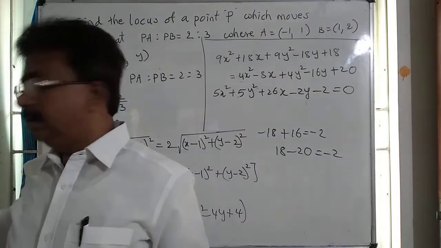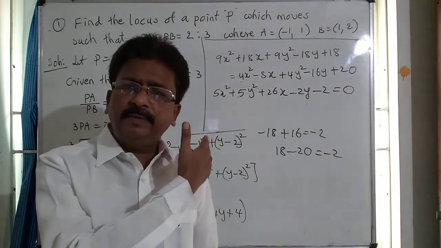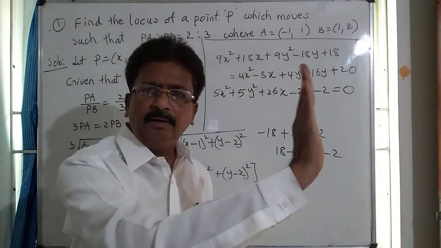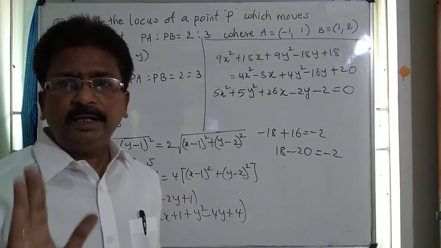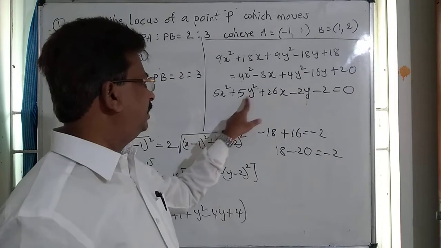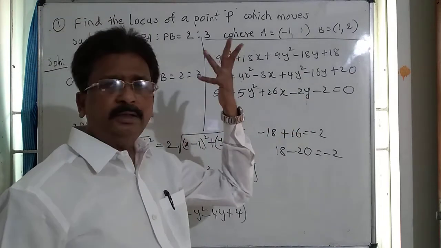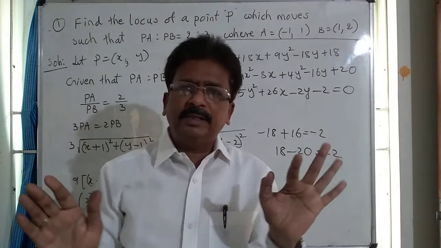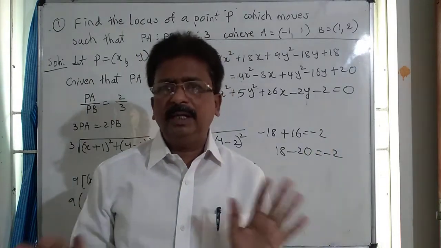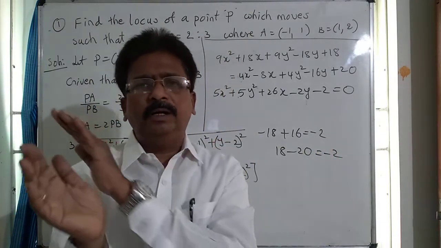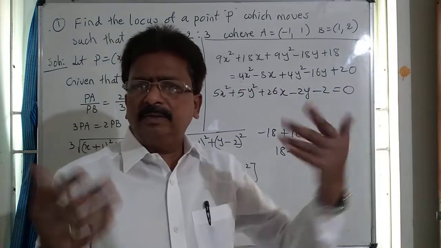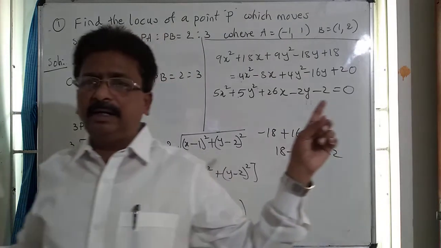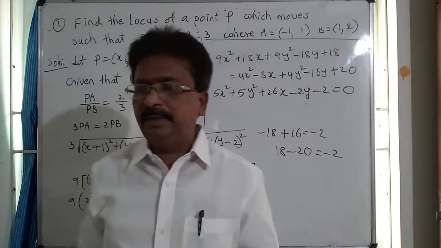Okay, next, verify. Check the equation whether there is any common number in all the coefficients. Is there any common number? 5, 26, 2, nothing. No common number is there. So no need to divide the equation by any number. If a number is common to all the coefficients, then it is better to divide the equation by that number. Note it, we got the equation of the locus of the point P.